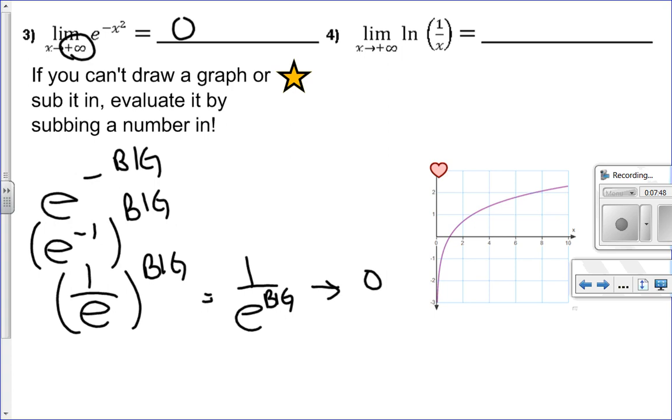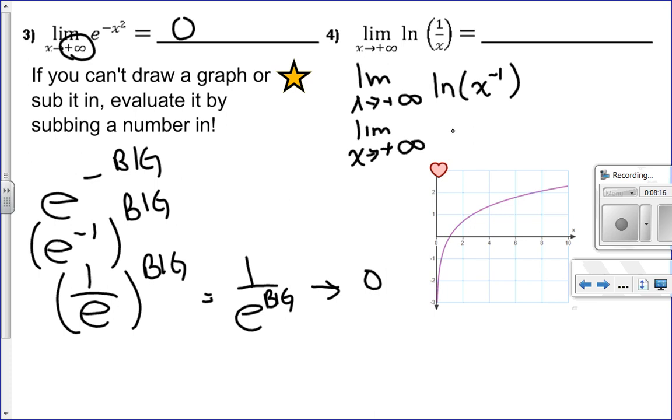Okay, in this next example, I have the limit as x approaches positive infinity of ln 1 over x. So this is the graph of ln x. So I'm just going to manipulate this formula a little bit here. So x approaching positive infinity, I'm going to write that as ln of x to the negative 1. 1 over x is the same as x to the negative 1. And bringing that negative down, that's the same as the limit as x approaches positive infinity of negative ln x.